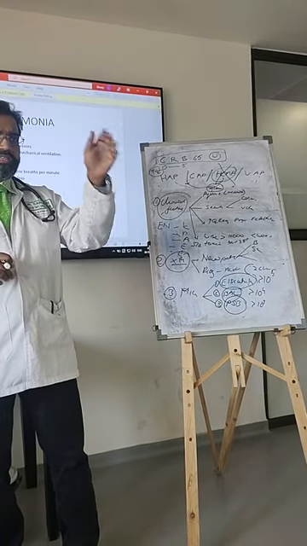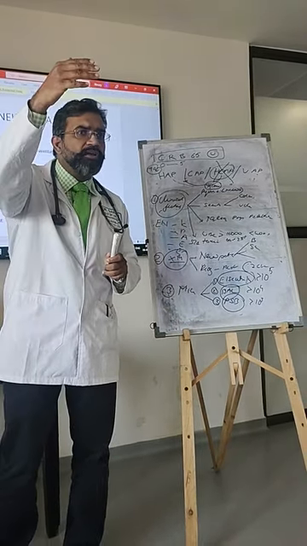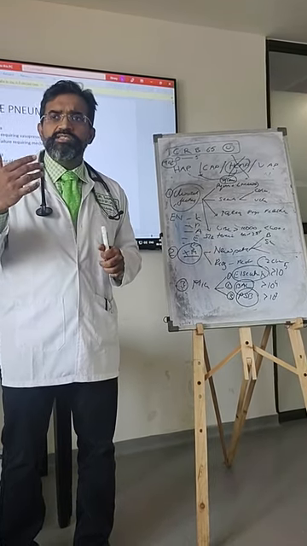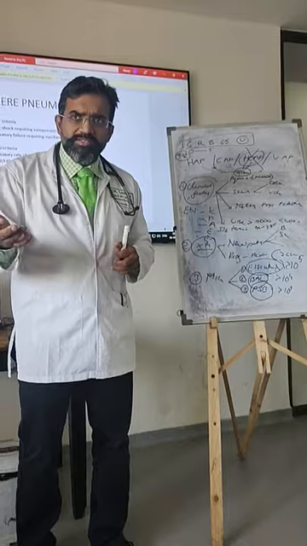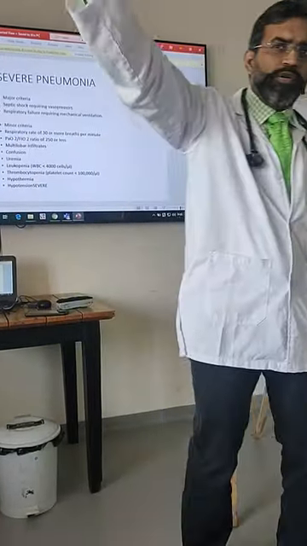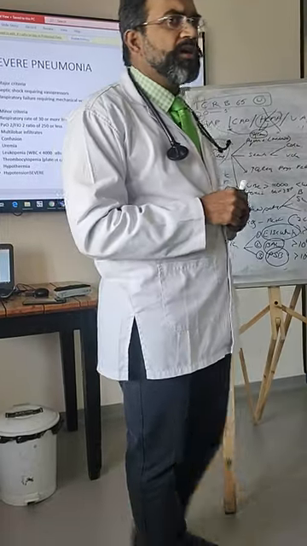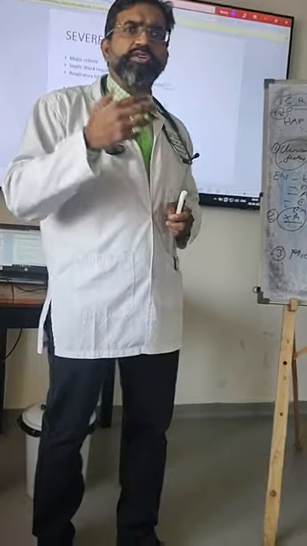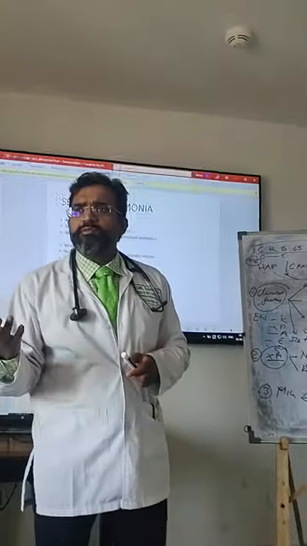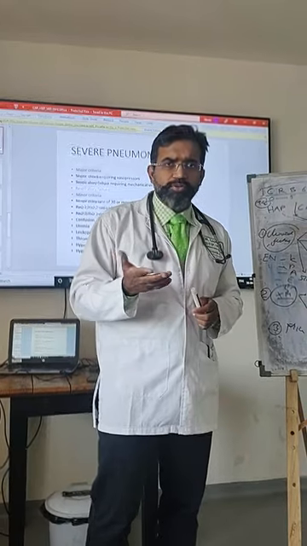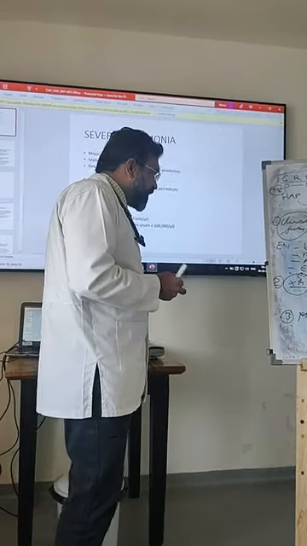Addition of MRSA cover, which includes linezolid, teicoplanin, or vancomycin, is done on the basis of culture patterns, or when you think that the MRSA prevalence is very, very high in the community. Clear? There are scores called the SHORE score, which will actually give you an idea whether this patient requires gram positive cover or not.